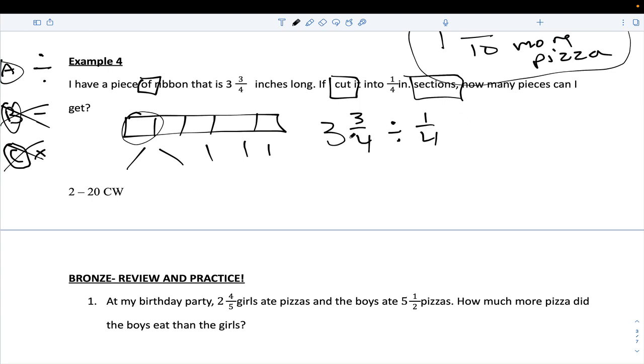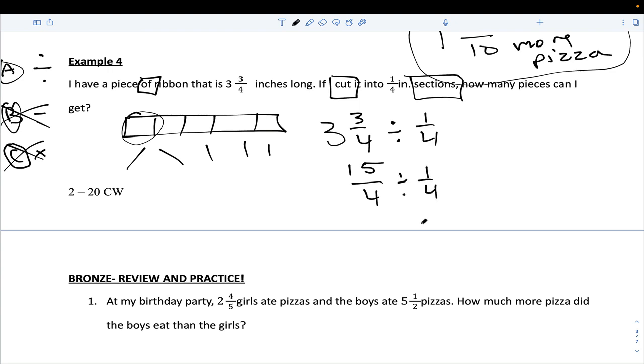What do I have to do for a division problem first? Hunter. Turn the 3 and 3/4 into an improper fraction. What is it? Improper fraction. What's the number? Oh, 15/4. 15/4. I'll take a hint next time. Do you agree with that, Hunter? Yeah. 15/4 would work. Divide it by 1/4.